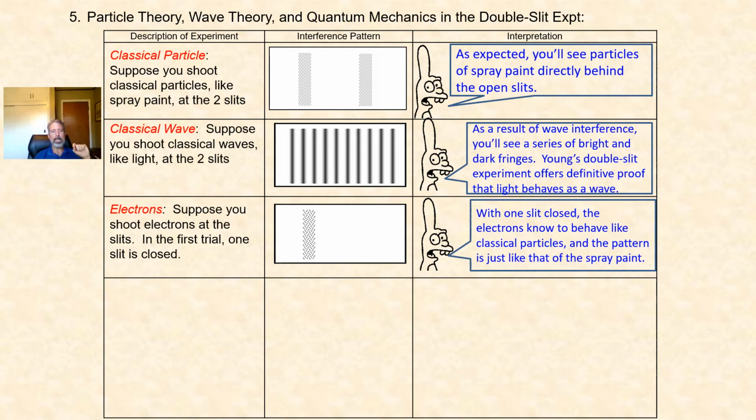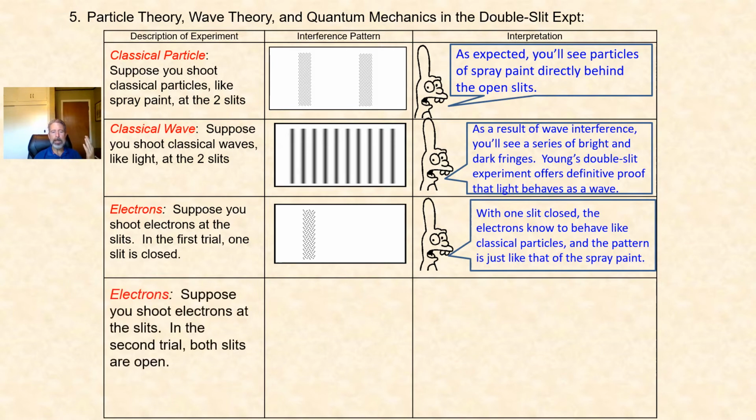All right, get ready for something amazing here though. That is our very last experiment. What happens if we do the same thing? We shoot electrons at our two slits, but in the second trial, both slits are now open. What are you going to see? Well, when this is actually done, and this isn't just a thought experiment, I mean, we may be treating it as such, but this can be done.